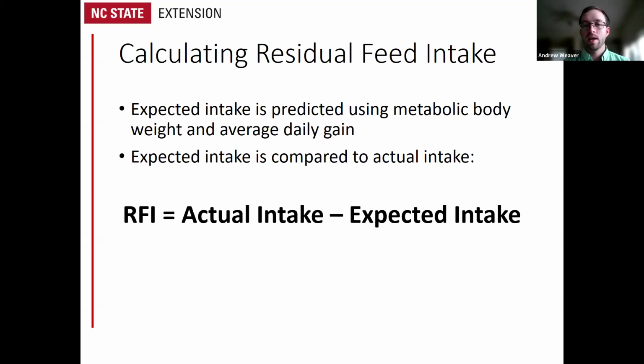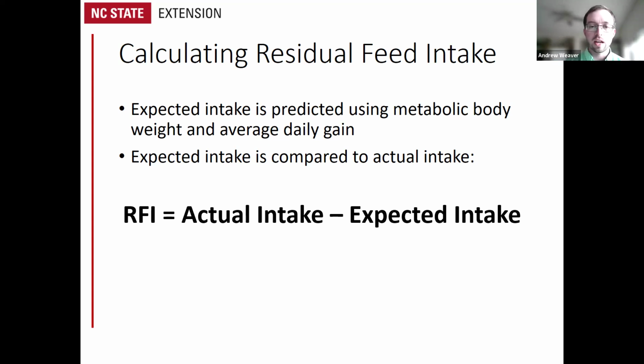So let's just say, based on an animal's size and their average daily gain, we would predict that they would eat 4 pounds a day. But in reality, they only eat 3.5 pounds per day. So they ate 3.5 pounds. We thought they were going to eat 4 pounds. So they actually ate a half pound less per day than what would be expected. So their RFI would be negative 0.5.